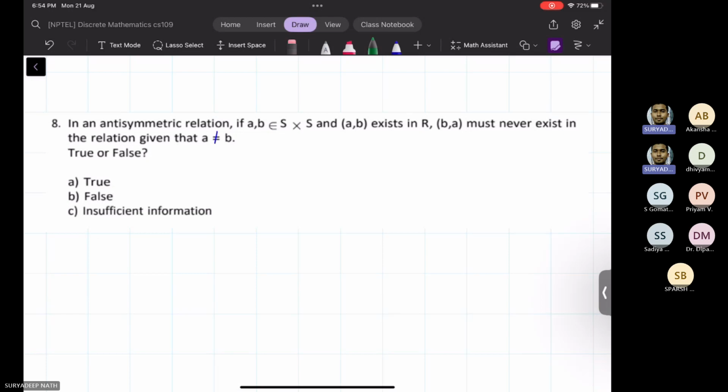Okay, so coming to question number 8. We have an antisymmetric relation. If A and B belong to S cross S and (A, B) exists in R, then (B, A) must never exist in the relation, given that A is not equal to B. This is by the definition of an antisymmetric relation. Therefore the option is true. If in an antisymmetric relation (A, B) belongs to the relation, (B, A) should not exist in that relation. Therefore, it is true.